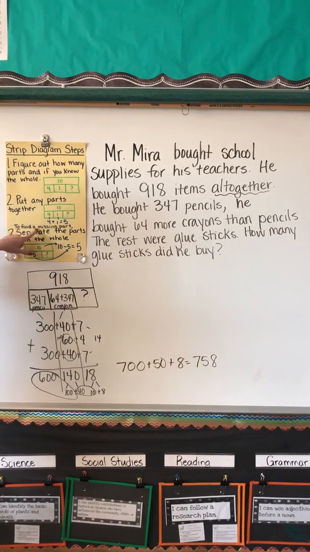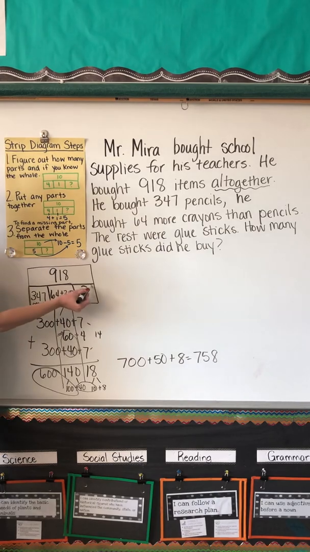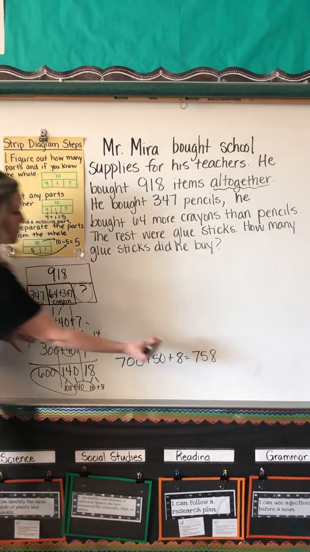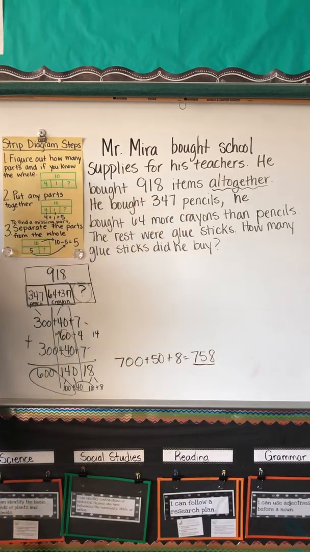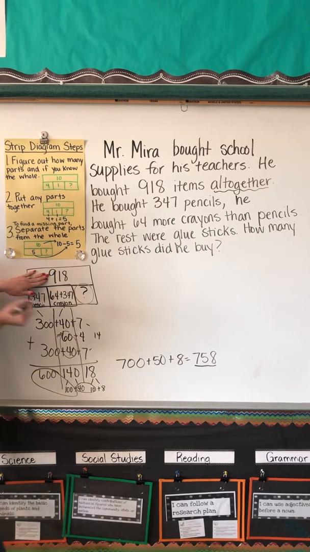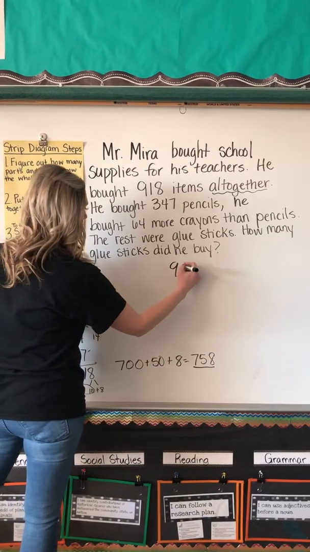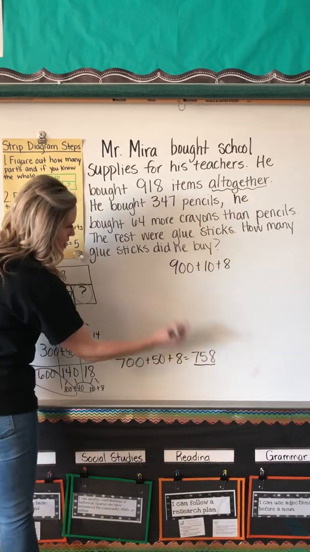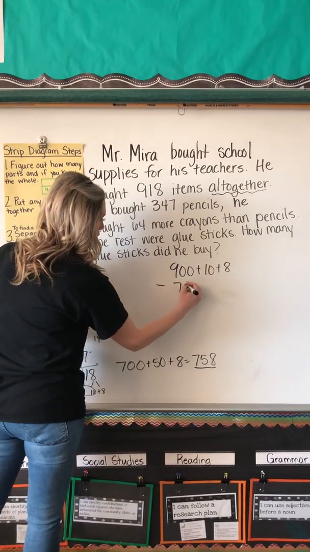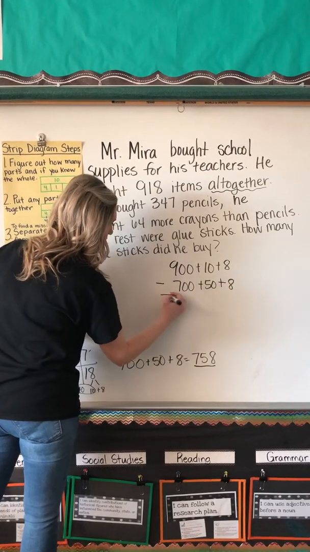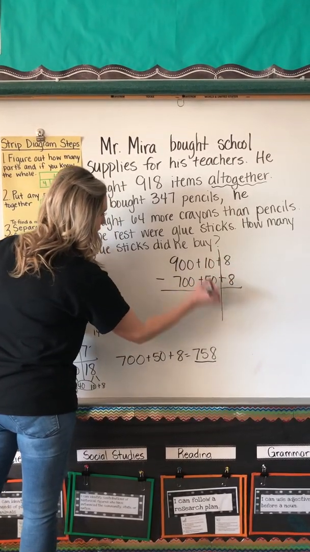Step 3 says to find a missing part, which is what we have. We have a missing part. We're going to separate the parts that we know, that we just figured out. We're going to separate that from the whole. So my whole is 918. I'm going to write that in expanded form. The parts I know are 758. So I'm going to separate or subtract 758 from 918.